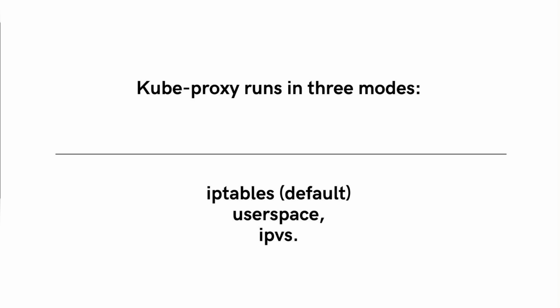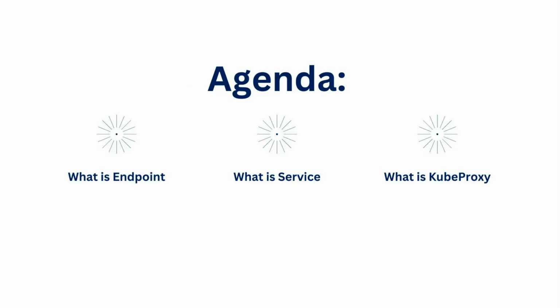Then we have the kernel space mode. Then we have the IPVS mode. IPVS mode is kind of an advanced mode, and the default mode is iptables. So in this video, we are going to understand what the service is. Then we will move to the endpoint, and after that we are going to understand the Kube Proxy. And in the last, we are also going to do a demo so that we can understand Kube Proxy.